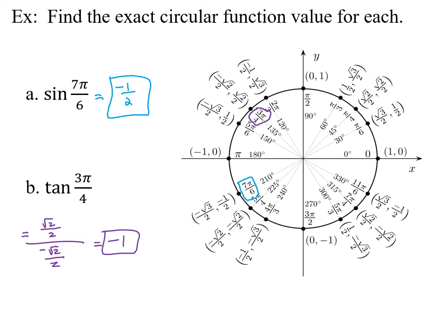Please notice, all the way around the circle, all the denominators are all 2. So if you want to figure out tangent, all you really have to divide is the numerators. You would still get negative 1.